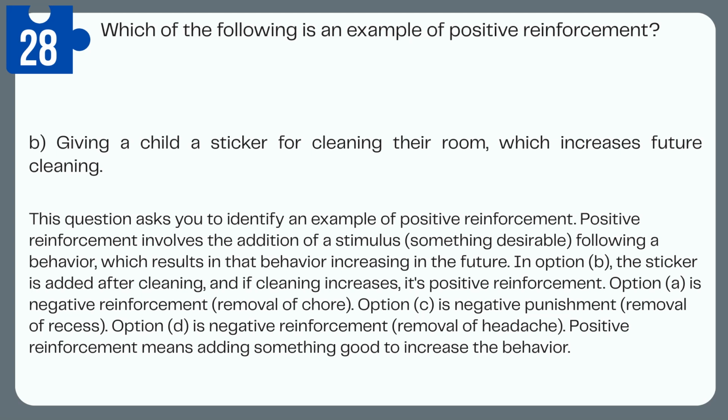Option A is negative reinforcement, removal of chore. Option C is negative punishment, removal of recess. Option D is negative reinforcement, removal of headache. Positive reinforcement means adding something good to increase the behavior.